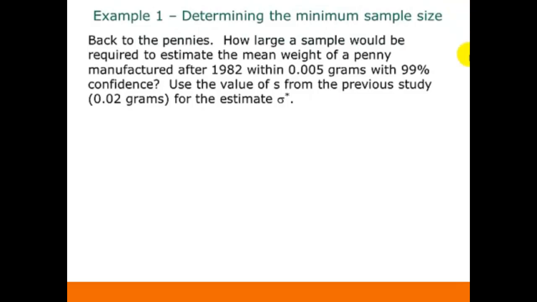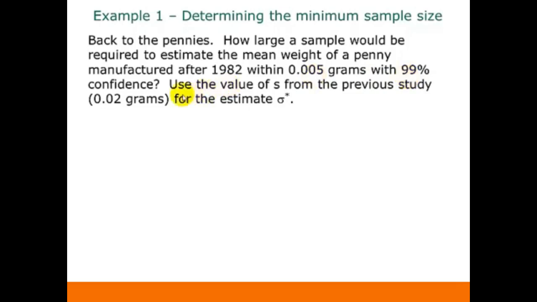Okay, let's do an example of this. So back to the pennies. How large a sample would be required to estimate the mean weight of a penny manufactured after 1982 within 0.005 grams with 99% confidence? So what this is asking is what sample size would we have to have for a margin of error of no more than 0.005 with a confidence level of 99%.